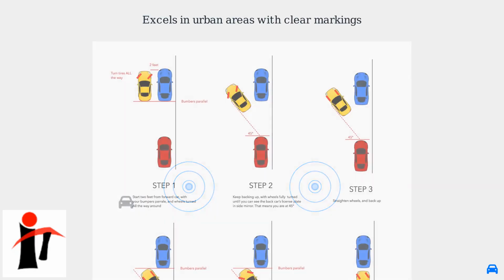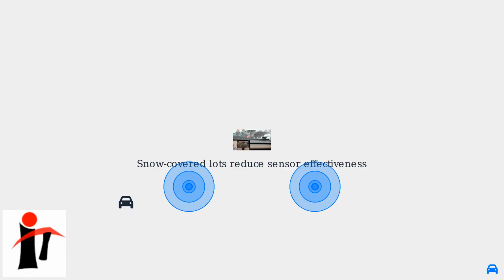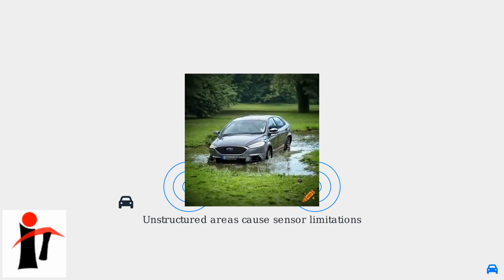Autopark performs exceptionally well in controlled environments with clear markings, making parallel parking in urban areas significantly faster and more efficient. However, Autopark's performance can be affected by challenging conditions such as snow-covered parking lots, where low visibility and sensor interference may cause failures. In unstructured environments like muddy fields, the system's sensors struggle with unpredictable terrain, leading to potential parking failures that require manual intervention.